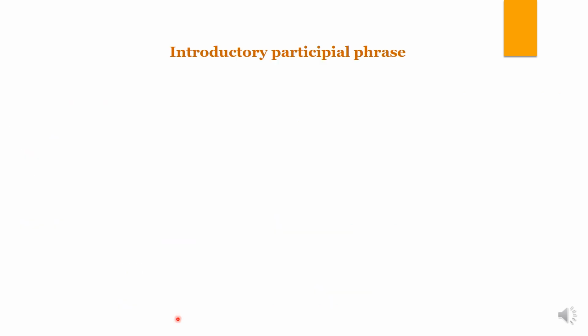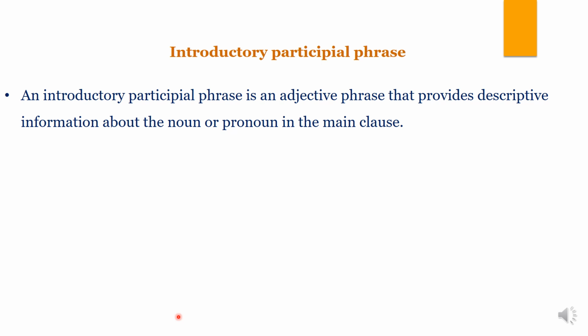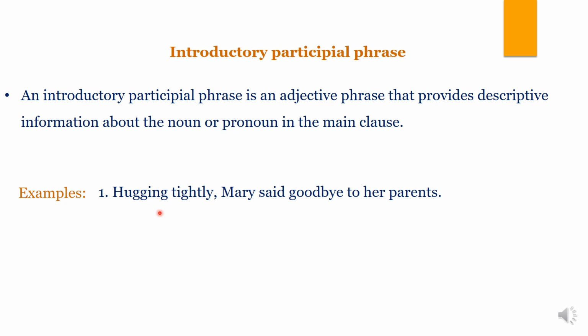Next, introductory participial phrase. An introductory participial phrase is an adjective phrase that provides descriptive information about the noun or pronoun in the main clause. Examples: hugging tightly, Mary said goodbye to her parents. See, hugging tightly is a participial phrase. Here Mary is a noun. So after hugging tightly, we need to place a comma because it is an introductory participial phrase.